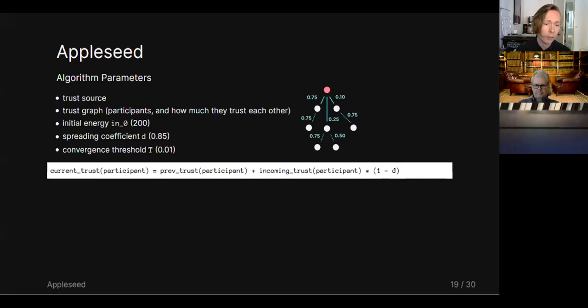This final thing we have, called the convergence threshold, really tricky to say, basically lets us know when we've found the final ranking. It does this by essentially saying, if the largest amount of change in the most recent iteration is less than T, the convergence threshold, then we're done.